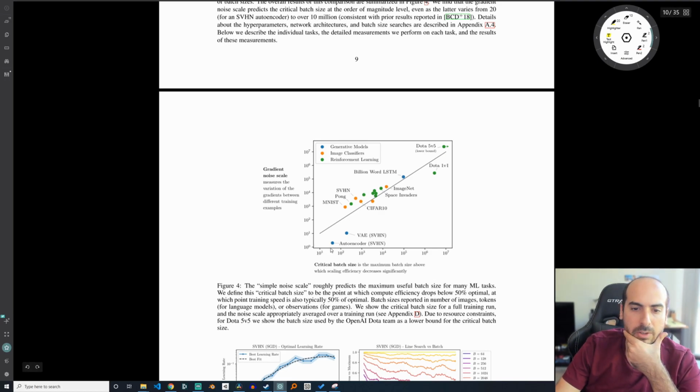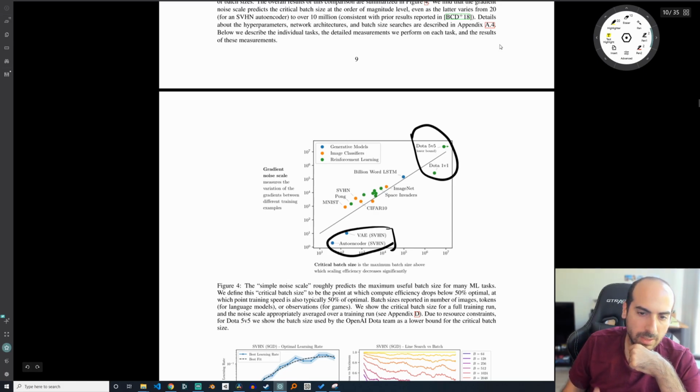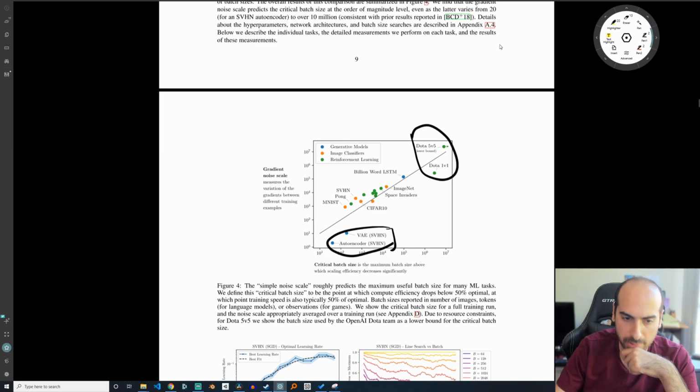It's interesting that autoencoders are so low, right? Like how come? Why is Dota so high? So it looks like the more complicated. Because I wouldn't expect this to be. Is this simpler than other tasks? Is that why? Let's see.